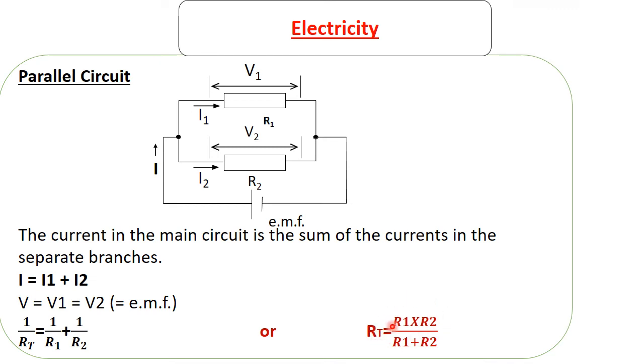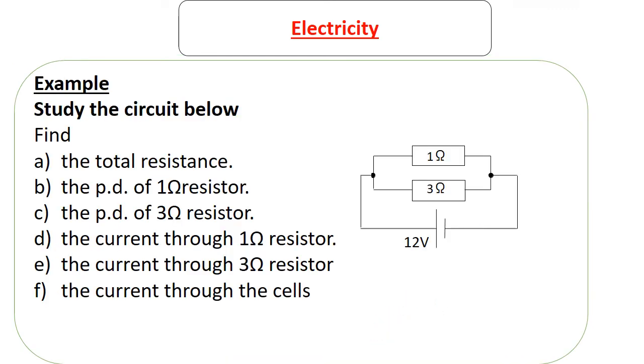So this is how to get the total resistance. Here's an example. Start the circuit below. This is a circuit with a 1 ohm resistor, a 3 ohm resistor, and 12 volts. Find the total resistance, the potential difference of the 1 ohm resistor, the potential difference of the 3 ohm resistor, the current through the 1 ohm resistor, the current through the 3 ohm resistor, and the current through the cells. So let's see how to tackle this.